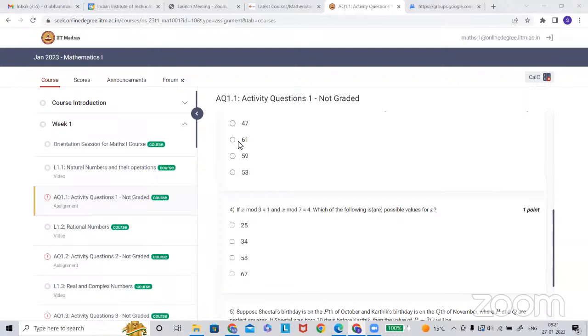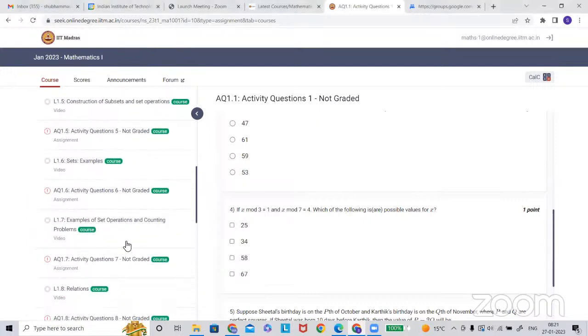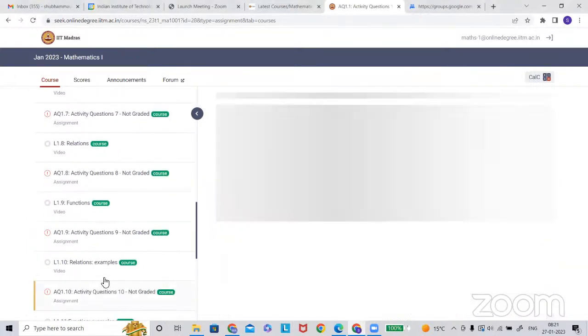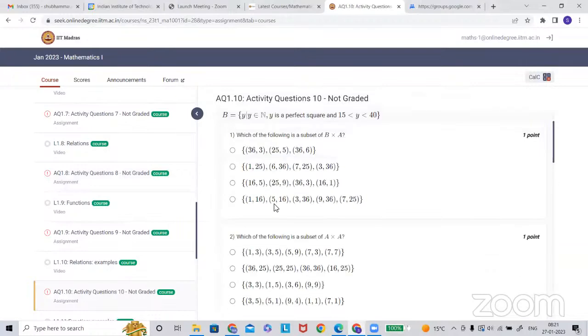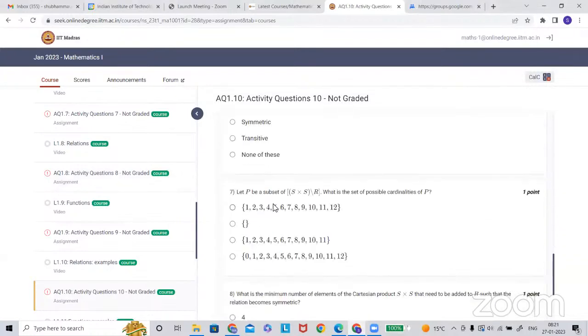Divya's next doubt. Exercise 1.10, question 7. Let P be a subset of this. What is the set of possible cardinalities of P? In this, I wanted to ask why option 1 is not correct, but option 4 is correct.